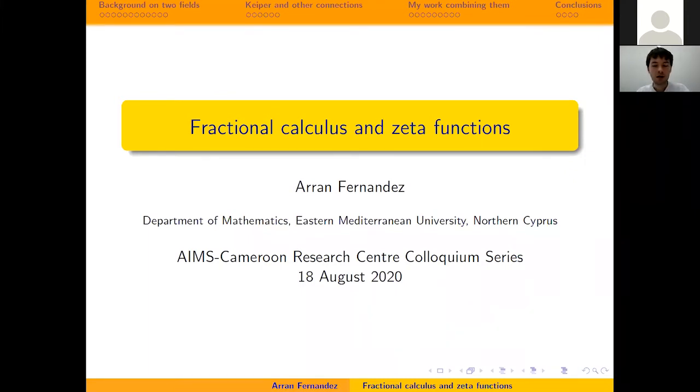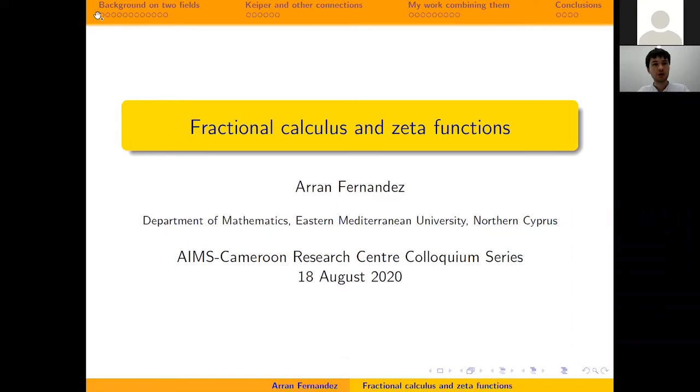So the title you can see here is Fractional Calculus and Zeta Functions. My name is Aaron Fernandez from the Department of Mathematics at Eastern Mediterranean University in Northern Cyprus. The title is in two parts, because I'm going to talk about two different parts of mathematics and bring them together. There is fractional calculus and there is zeta functions.